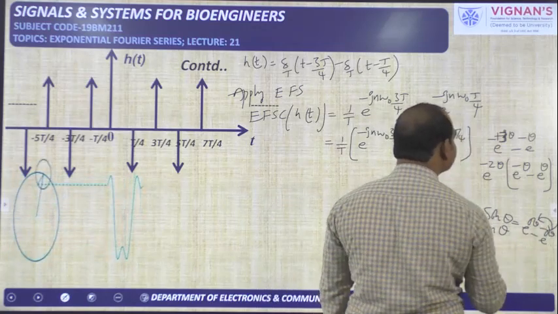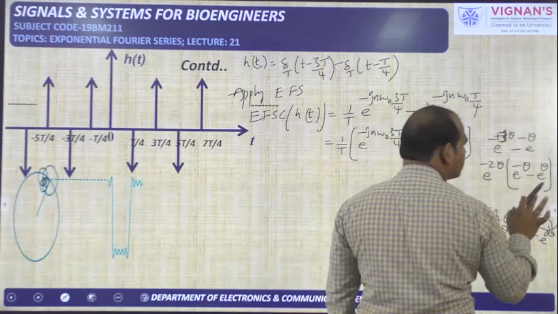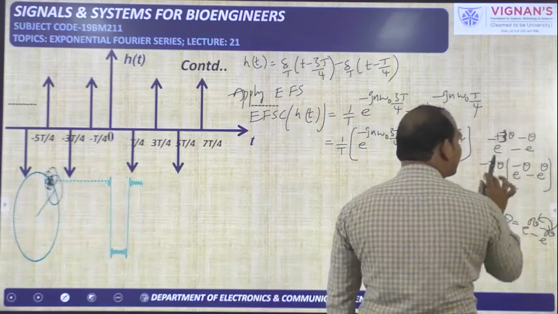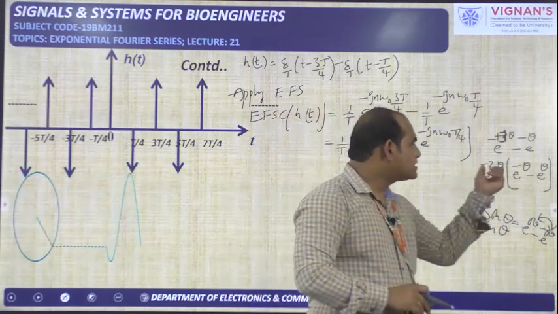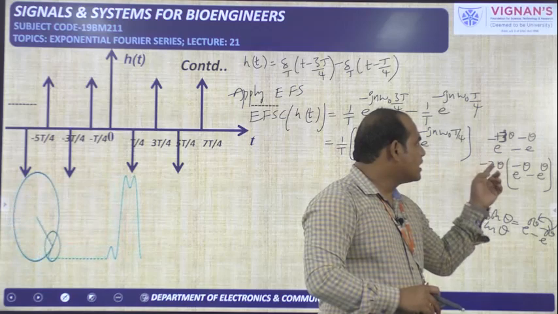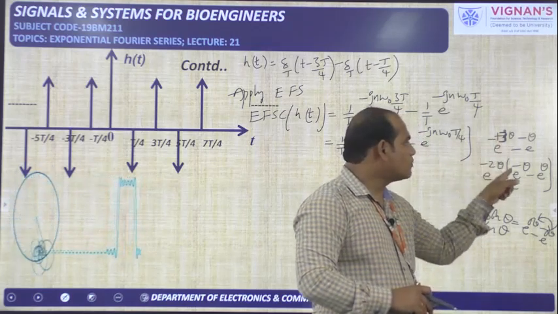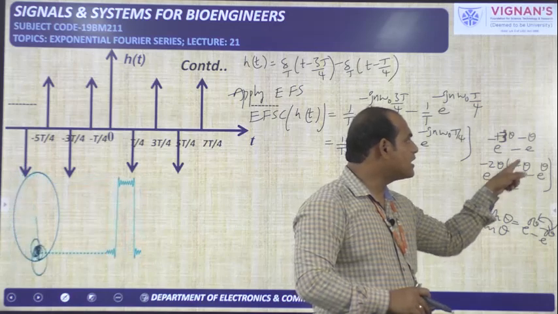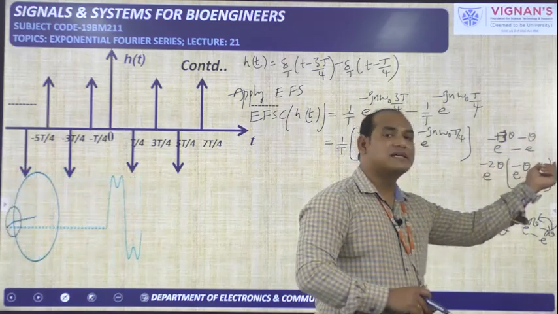So these two angles must be same. But here it is 3 theta, it is theta. So these two are not same. In order to make them same, I am taking 2 theta as common. So e power minus 2 theta I am taking as common. So already minus theta is there. Here minus 3 theta is there. So 1 minus theta will be available here. But here minus 2 theta, if you take common, it will become plus 3 theta only.